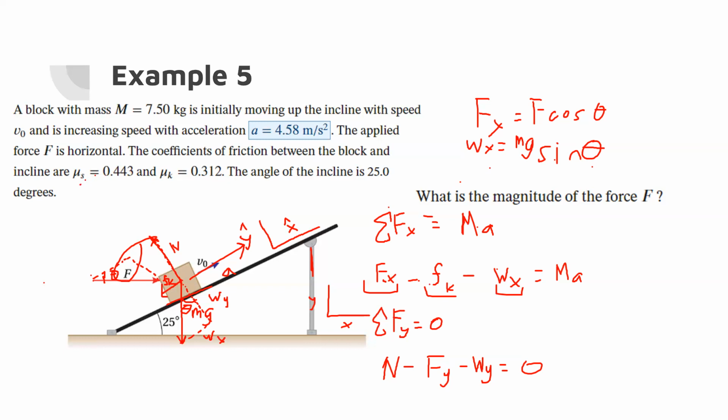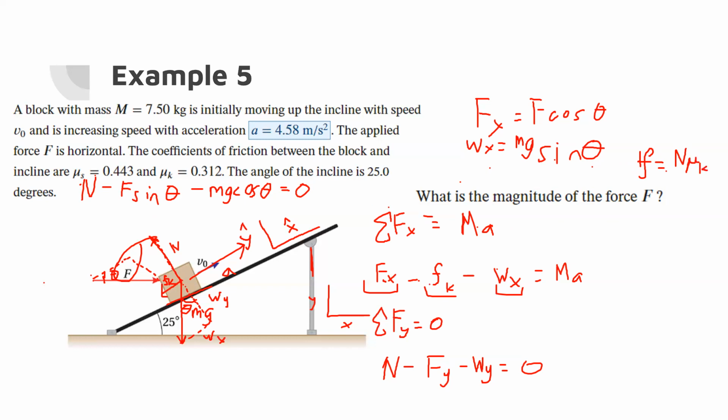So rewriting my equations, I get the normal force minus the force in the y direction, which is F sine theta, minus mg, and this one is in the y direction, so it'll be cosine theta, is equal to 0. And then here, remember that the force of friction is going to be equal to the normal force times mu, in this case mu sub k, because we're looking at kinetic friction.